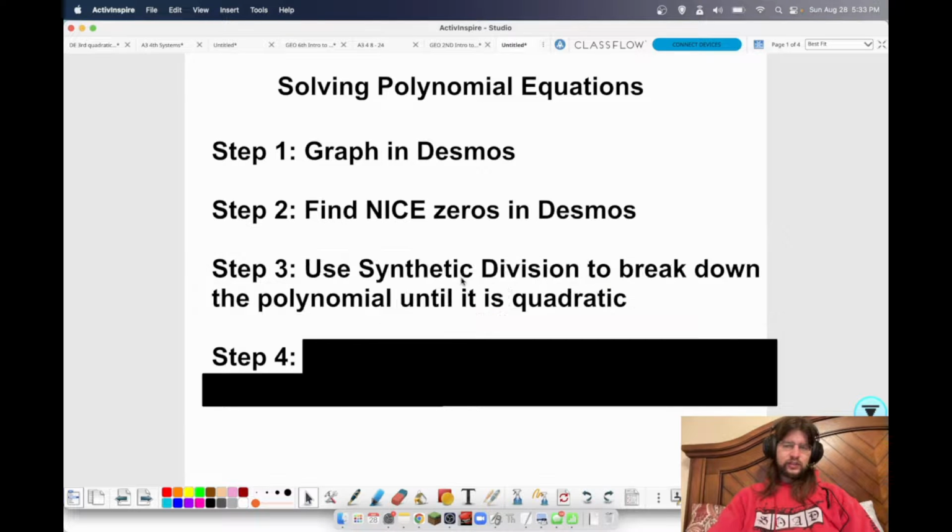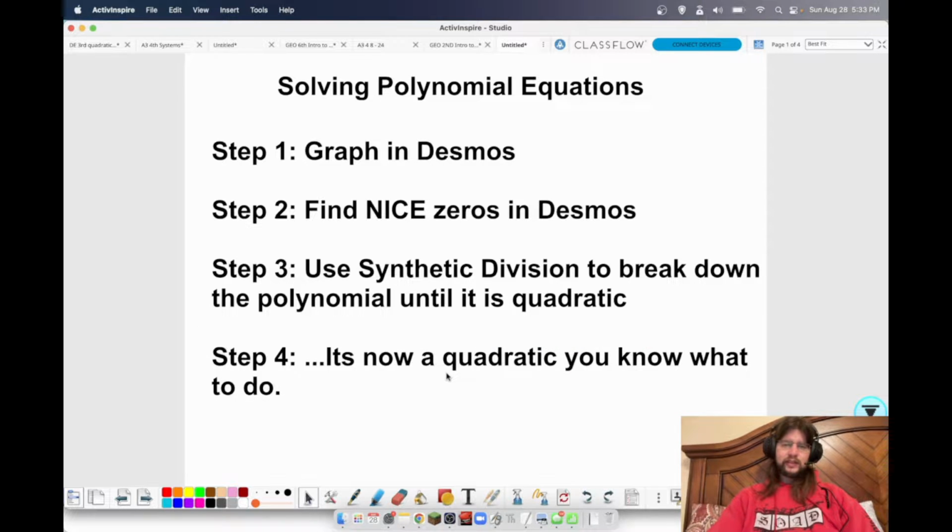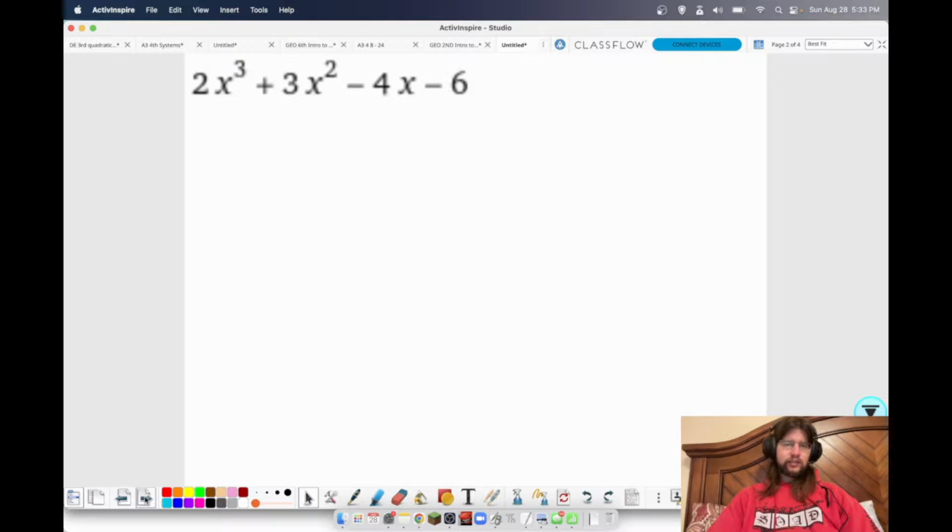Alright, once you have your zeros, you're going to use synthetic division to break down that polynomial until it is a quadratic. And of course, once it's quadratic, you know what to do. Mode 5-3 and move on. So let's just jump right into it.